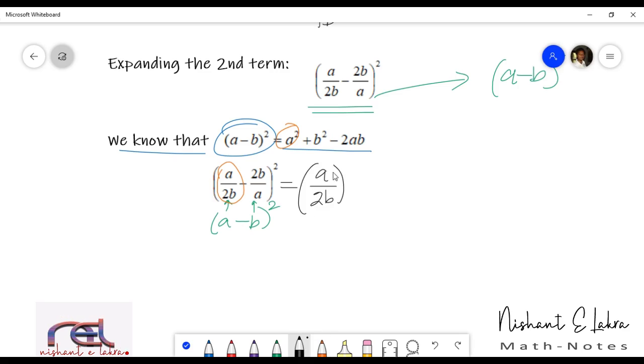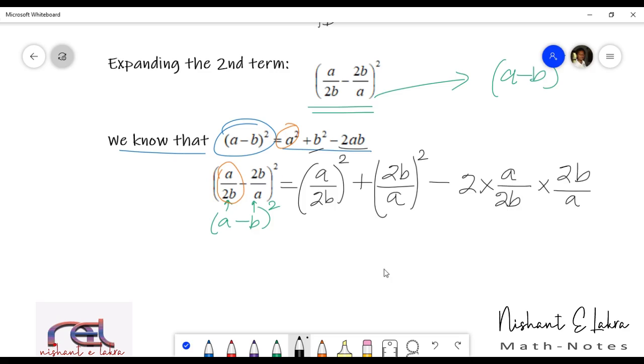a square is (a by 2b) whole square, plus b square, which in this question is (2b by a) whole square, minus 2 into a into b. So we just have to replace the values of a and b. That is a by 2b into 2b by a. After replacing the values, this is what we get: minus 2 into a by 2b into 2b by a. Now let us simplify it further.